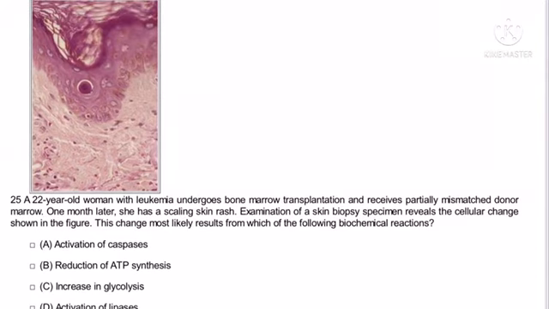Next, and the last question. A 22-year-old woman with leukemia, a blood cancer, undergoes bone marrow transplantation and receives partially mismatched donor marrow. One month later, she has scaling skin rashes. Examination of the skin biopsy specimen reveals cellular changes shown in the figure. This change most likely results from which of the following biochemical reactions?